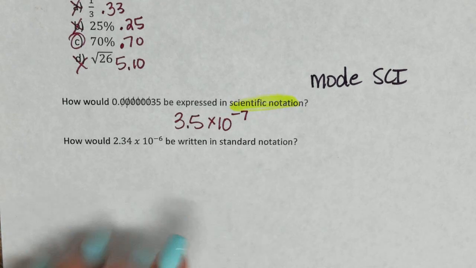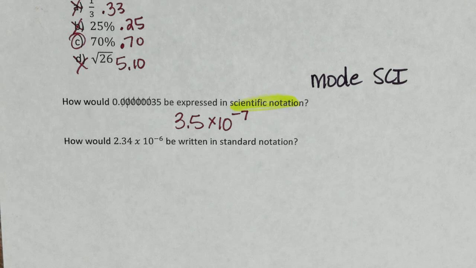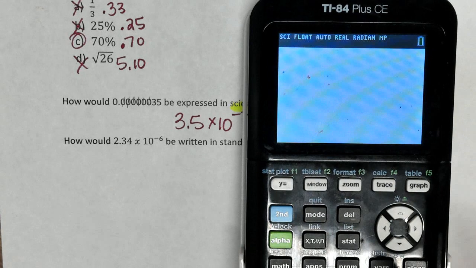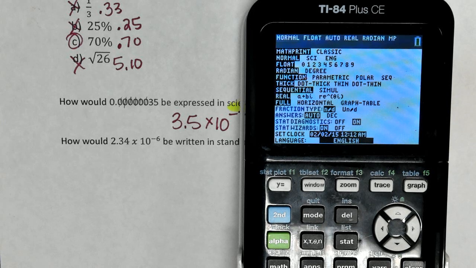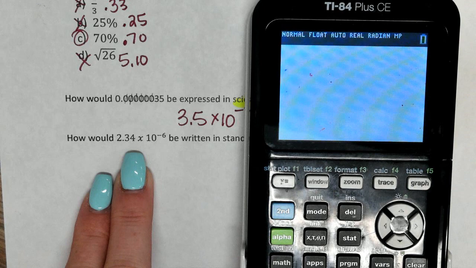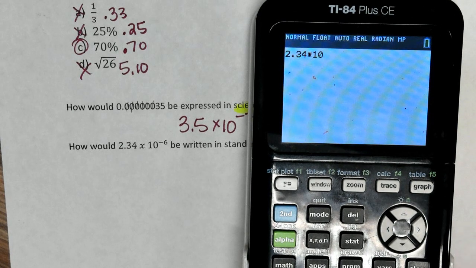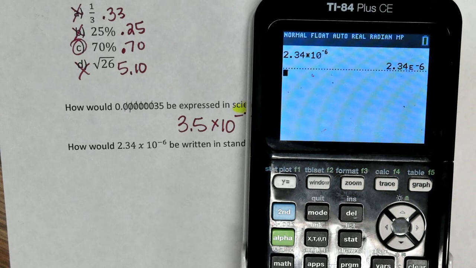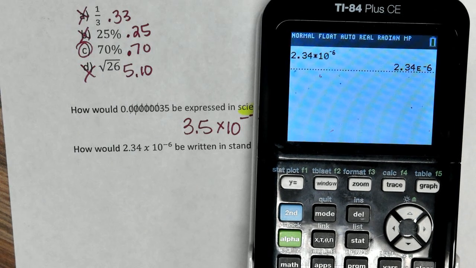Okay, now it wants us to go from scientific back to normal. So go back to mode. Go back to normal. Type in this number, 2.34 times 10 with an exponent of -6. Hit enter. Did it do it for me or did it keep it in scientific? So sometimes I have to do them by hand.